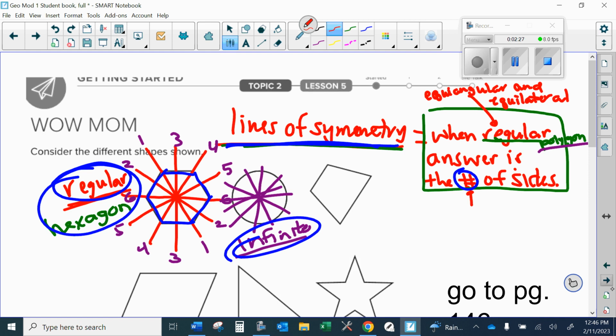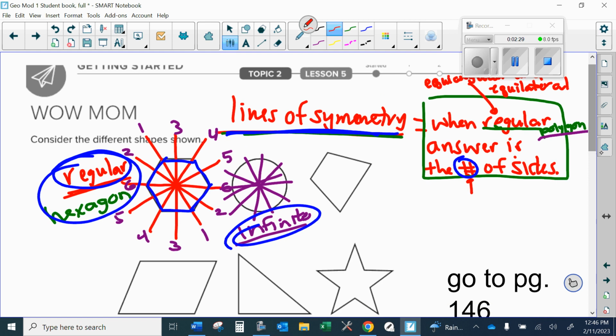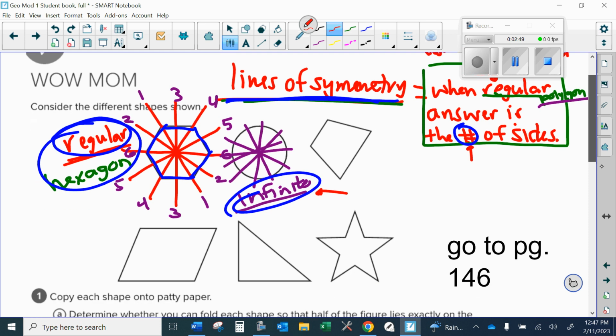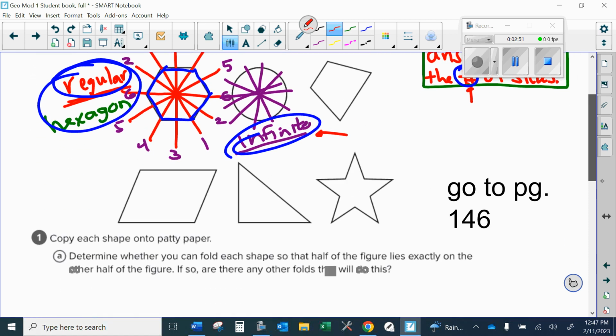Okay, so a circle has an infinite amount of them, where I draw a line through the center. So if it asks how many lines of symmetry a circle has, the answer is infinite. Okay, if it's not a regular polygon, it may not have any. Anytime it's regular, it's got the exact same number of sides.